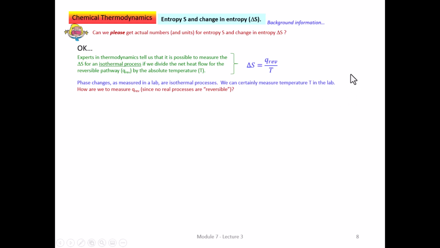You might ask, where are we going to find a set of conditions or a reaction or a process where this set of conditions will give us a change in entropy? Phase changes, as measured in a lab, are isothermal processes. They occur at a constant temperature, and we can certainly measure temperature in the lab. So how are we to measure the heat flow of the reversible pathway since no real processes are reversible?